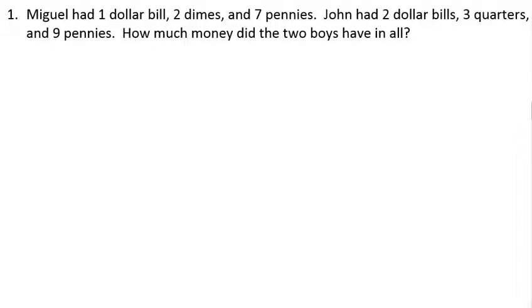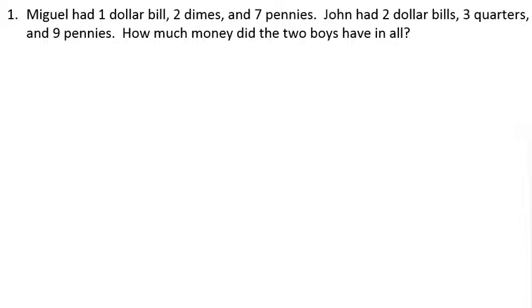This tutorial is for 4th grade, Module 6, Lesson 16. In this lesson, I'm going to use tape diagrams to help solve word problems involving money. The first question says Miguel had $1 bill, 2 dimes, and 7 pennies. John had $2 bills, 3 quarters, and 9 pennies. How much money did the two boys have in all?